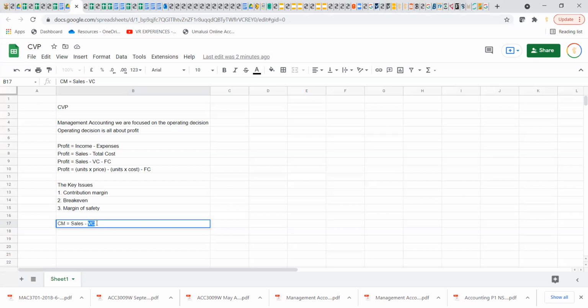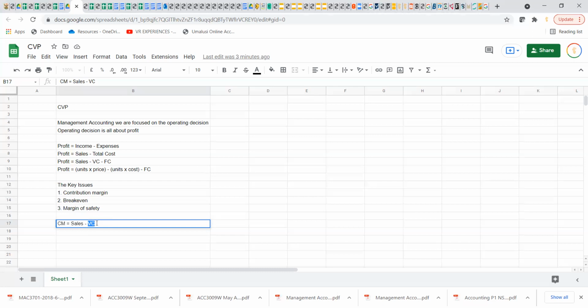What is total variable costs? Total variable costs is manufacturing variable costs as well as non-manufacturing variable costs. Manufacturing variable costs is direct material, direct labor, and variable manufacturing overheads. Non-manufacturing variable costs is your selling commission or something of that nature. So please be aware, when you're calculating contribution margin, it is total variable costs.